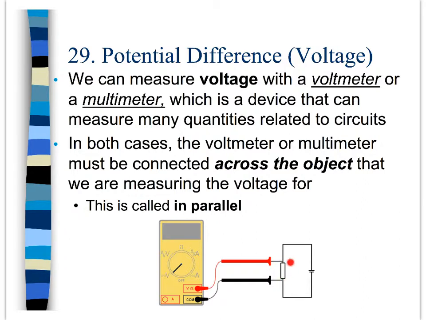So this might be a light bulb, it might be a resistor, and a lot of this is going to make more sense when we practice it in class, but you need to know that we connect this multimeter or this voltmeter across the object.